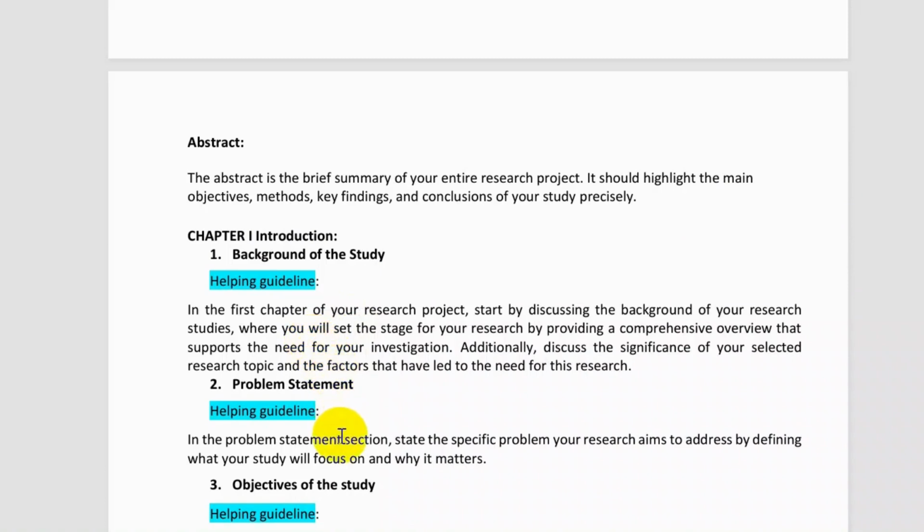Then there comes the problem statement. This is where you clearly and concisely state the specific problem your research aims to address. You can discuss what gap in knowledge you are trying to fill and what issues you are trying to understand, and make sure that your problem statement is very focused and very clear.